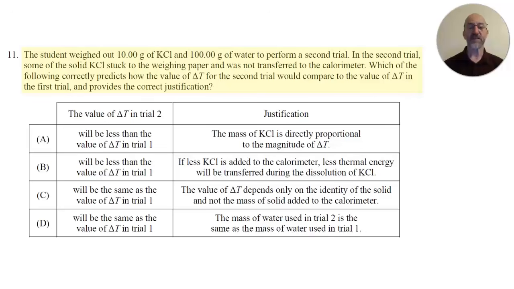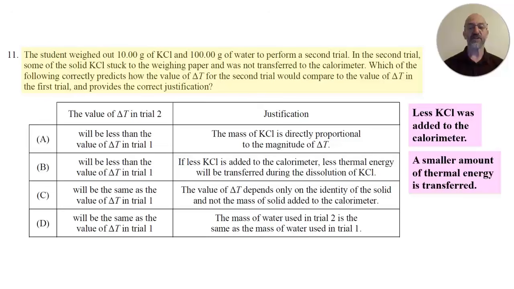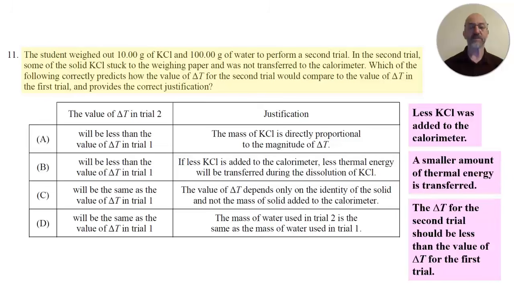So I wrote this question to be similar to part D of question 3 from the 2025 AP Chemistry exam. So we have less solid potassium chloride that was added to the calorimeter, therefore less thermal energy, a smaller amount of thermal energy is transferred, and that would result in a smaller value for delta T for the second trial compared to the value of delta T for the first trial.